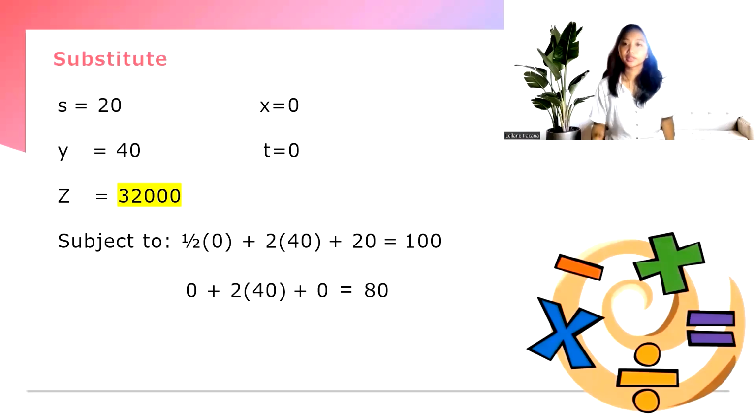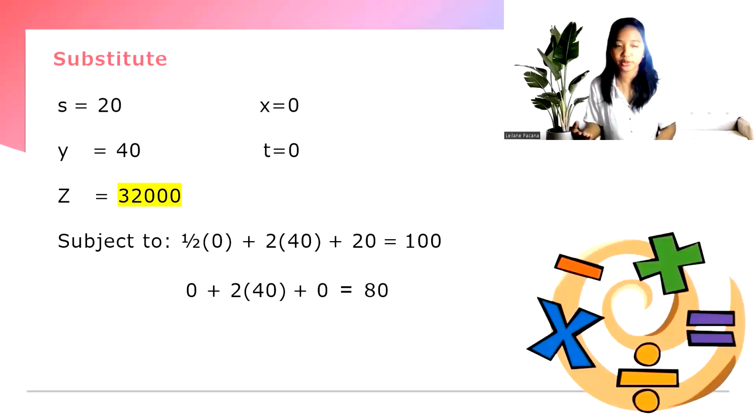So we have to substitute it to determine if it is really an equality. So 1/2 times 0, because our X is 0, plus 2 times 40, as our Y is 40, plus 20, because we have the first slack variable for our first constraint, represented by S, so that's 20. So 40 times 2 is 80, plus 20, that is 100. So for our second constraint, 0 for our X, because we don't have an X here, plus 2 times 40, because 40 is our Y, plus 0, because we don't have the second slack variable. The value is 0. So 40 times 2, that is 80. So as you can observe, it is equal.